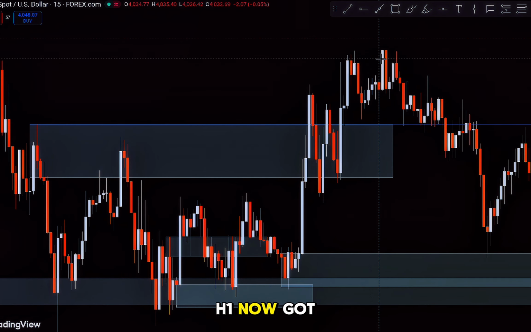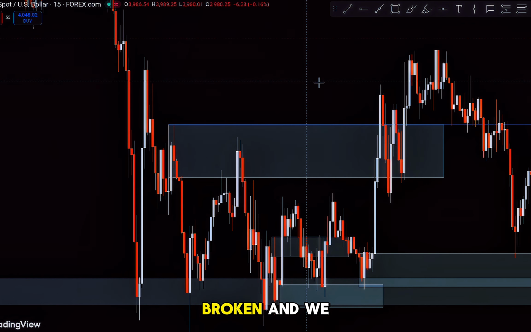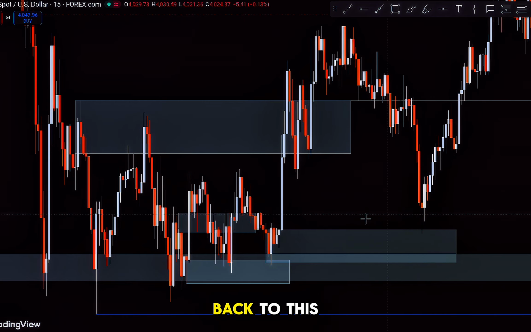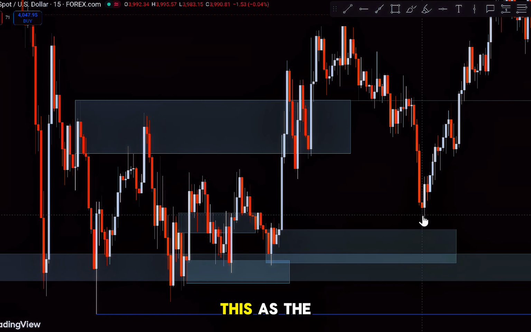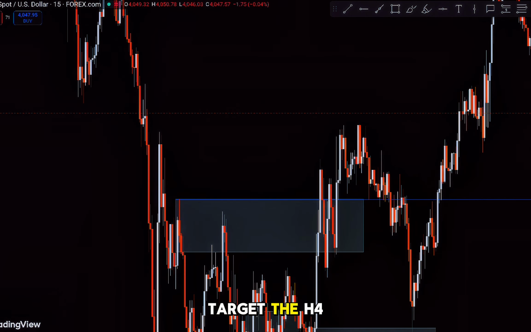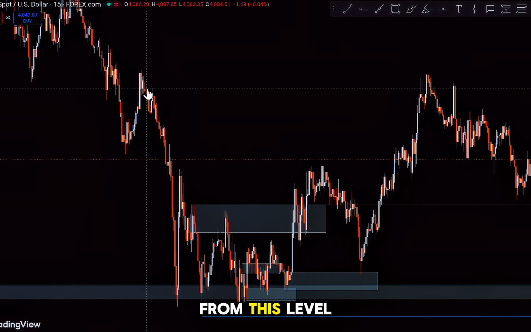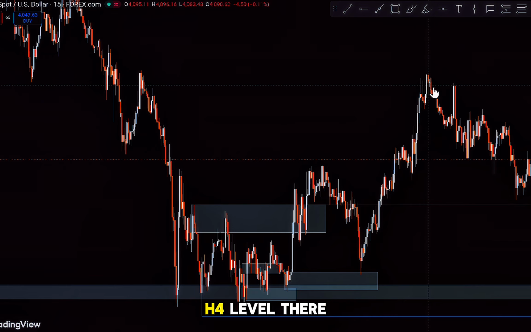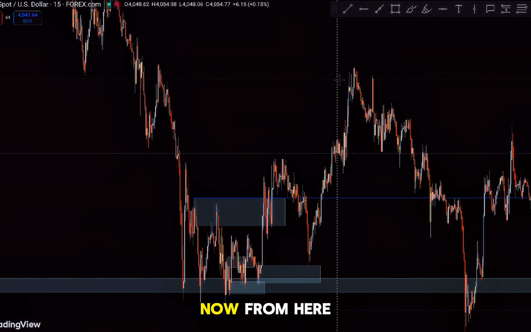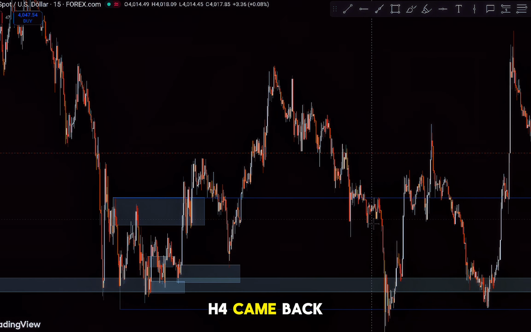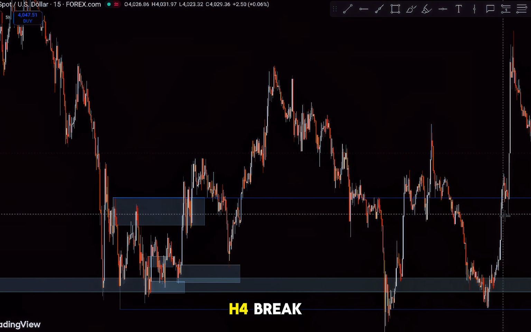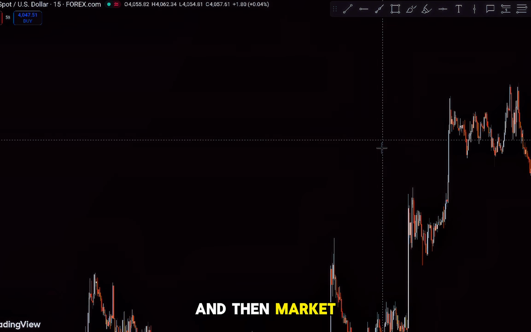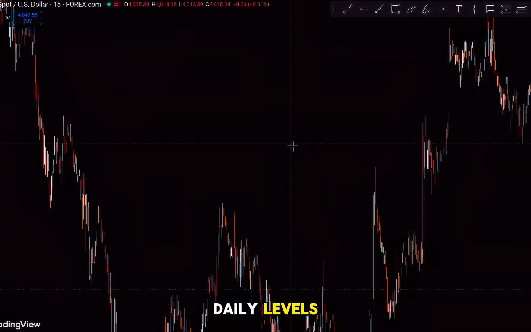From here H1 now got broken, and we got a pullback to this level we already saw in H1, and from there we can take this as the H1 has turned bullish, and then we target the H4 levels here. From this level there was some H4 level there, we target it, and now from here H4 came back to the level, and within this we got a break. This was the H4 break, and then market pushed all the way to some daily levels here.